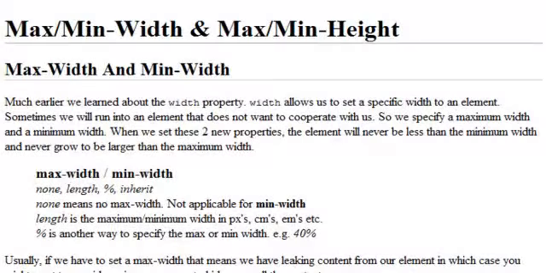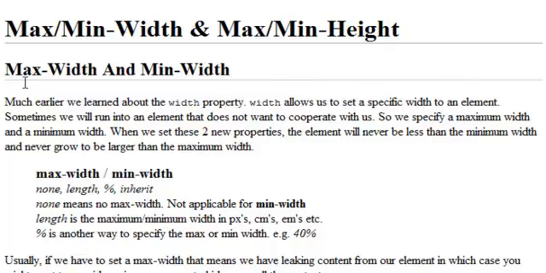Earlier in CSS, we learned about the width and the height properties. Width allows us to set a specific width to an element. Sometimes we will run into an element that does not want to cooperate with us, and if we ever run into that, we use the max-width or min-width properties. Even if you run into an element that does cooperate with your width and you still want to specify a max or min width, that is allowed as well.